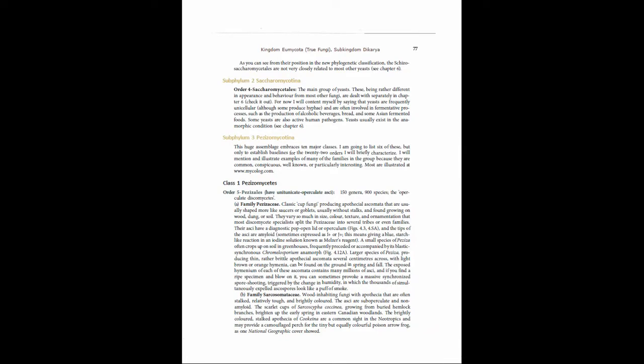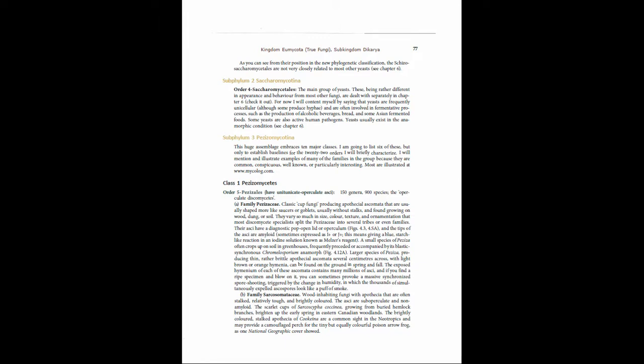Kingdom Eumycota, true fungi, subkingdom Dikarya. As you can see from their position in the new phylogenetic classification, the Schizosaccharomycetes are not very closely related to most other yeasts. See Chapter 6. Subphylum 2, Saccharomycotina. Order 4, Saccharomycetes, the main group of yeasts. These, being rather different in appearance and behavior from most other fungi, are dealt with separately in Chapter 6.